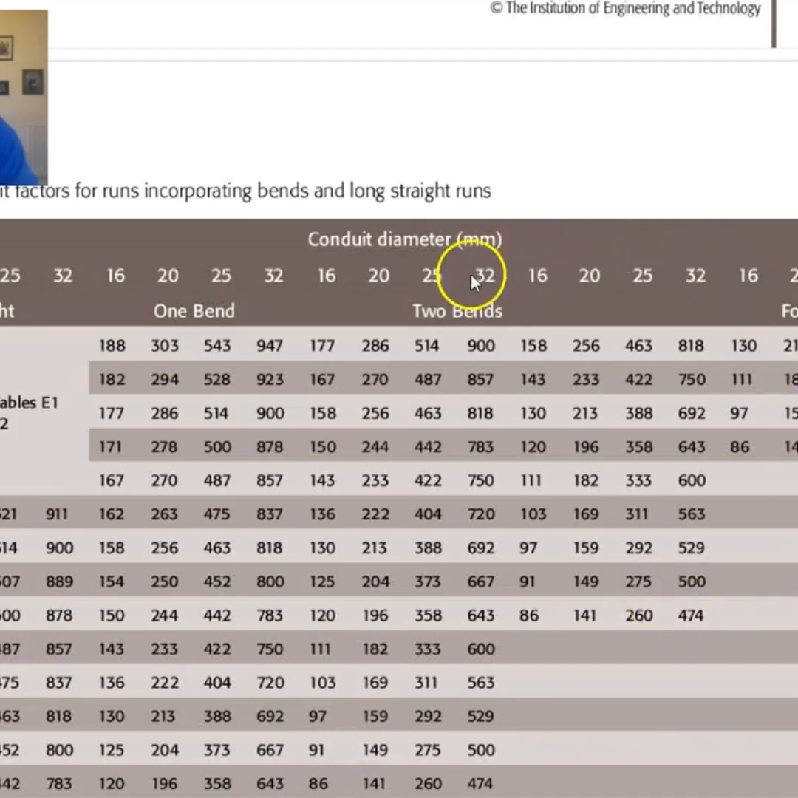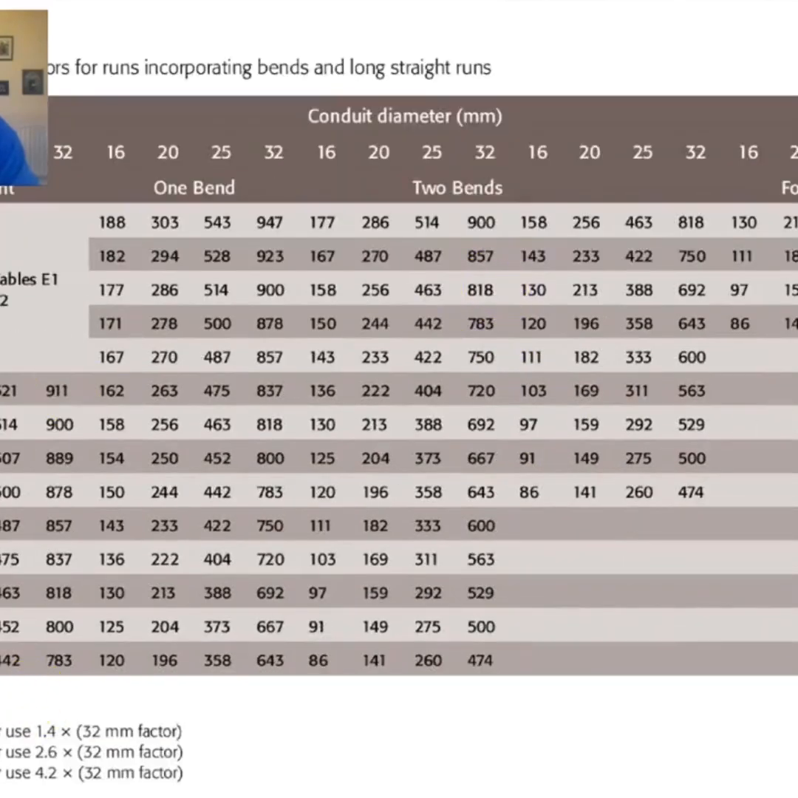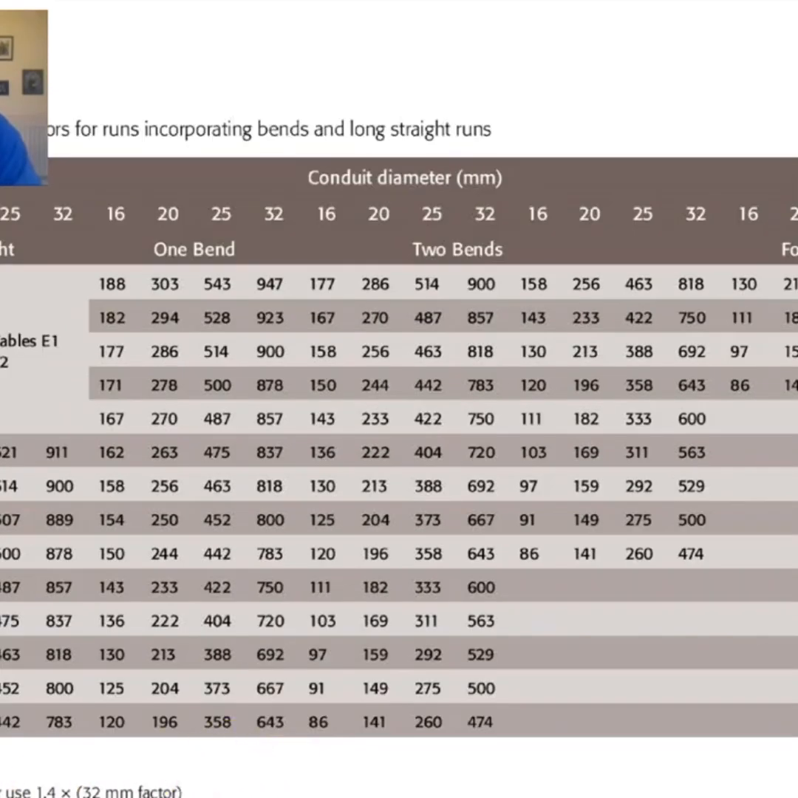Now, as you can see, these go up to 32mm. If we're doing anything larger than 32mm, I've got 3 additional factors in this bottom corner. So it gives me a multiplier of 1.4 for 38mm, 2.6 if I want 50mm, or 4.2 for 63mm. These are fairly big conduits, which are why they're not in the table. I've never installed anything to that size, but it could possibly happen. All right, so that's what we're using when we're not doing short straight runs.